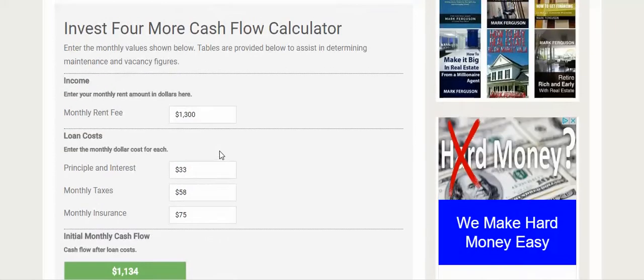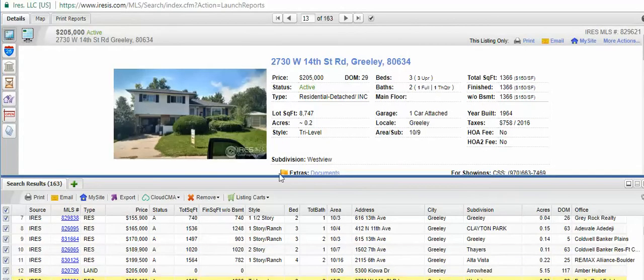So to start with, I'm going to pull up a property that looked like a decent property to me. So I'm a real estate agent. I have MLS access. I just searched the MLS for one of the best rental properties in my area. I'm in Greeley, Colorado. Now, I have not bought a rental in almost 2 years. It's been 2 years, actually. September of 2015 was the last time I bought a rental.